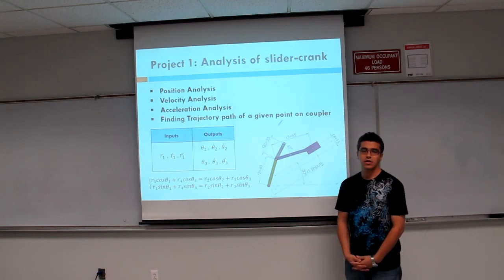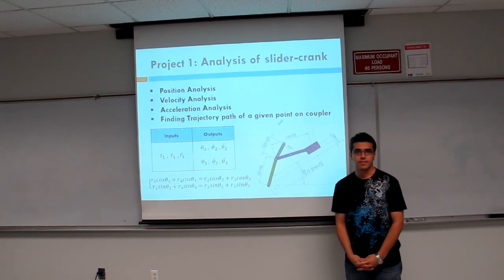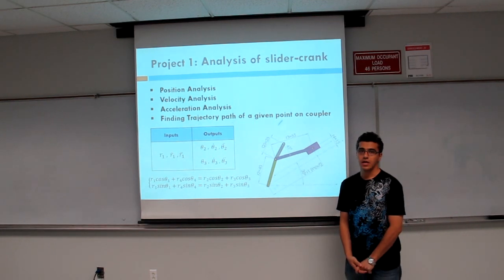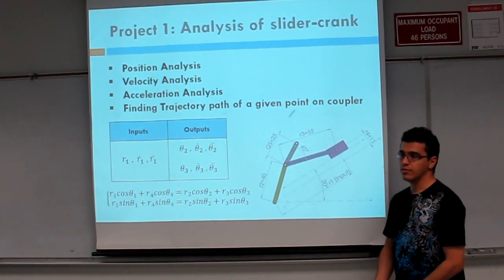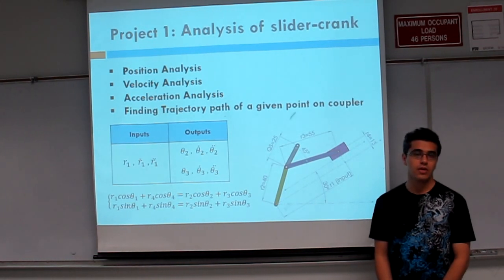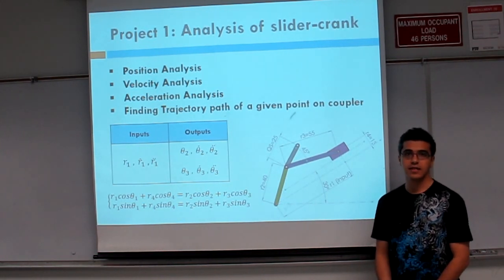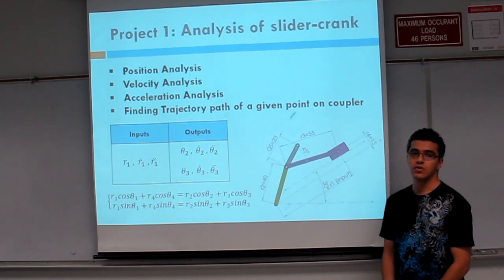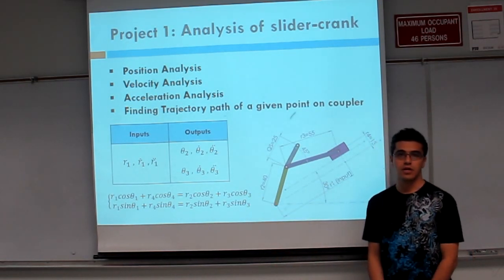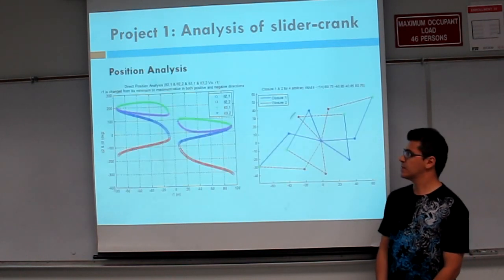Our inputs are the position, velocity, and acceleration of a slider, and our outputs are the position, velocity, and acceleration of the crank and coupler link. We will use our analysis based on the loop equation and its derivatives.